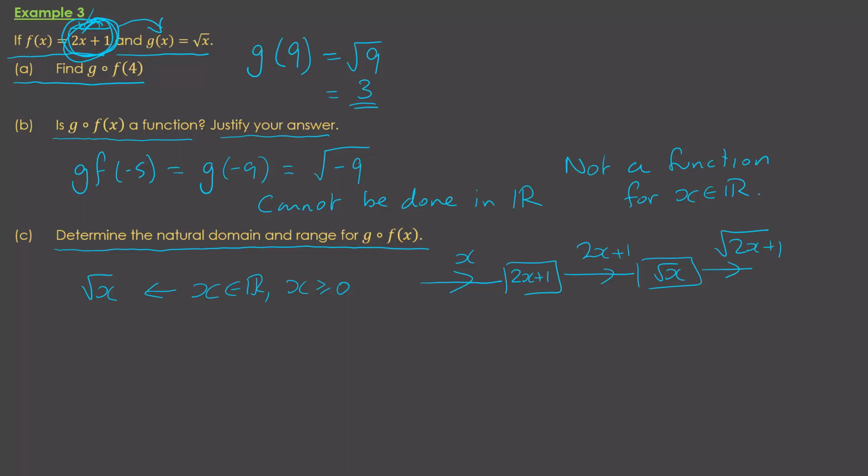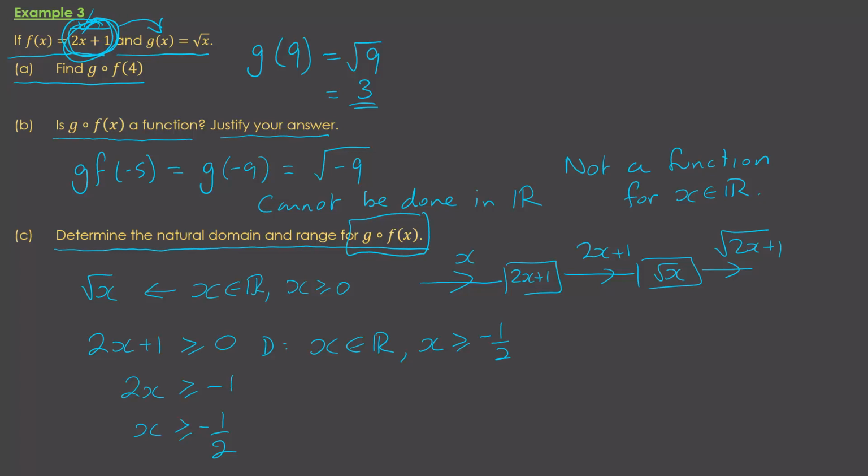So what we're going to need is for 2x plus 1 to be greater than or equal to 0. So 2x is going to be greater than or equal to negative 1. X has got to be greater than or equal to negative a half. So provided we have that, x is a real, so this is the domain, x is greater than or equal to negative a half, we can have g of f as a function.